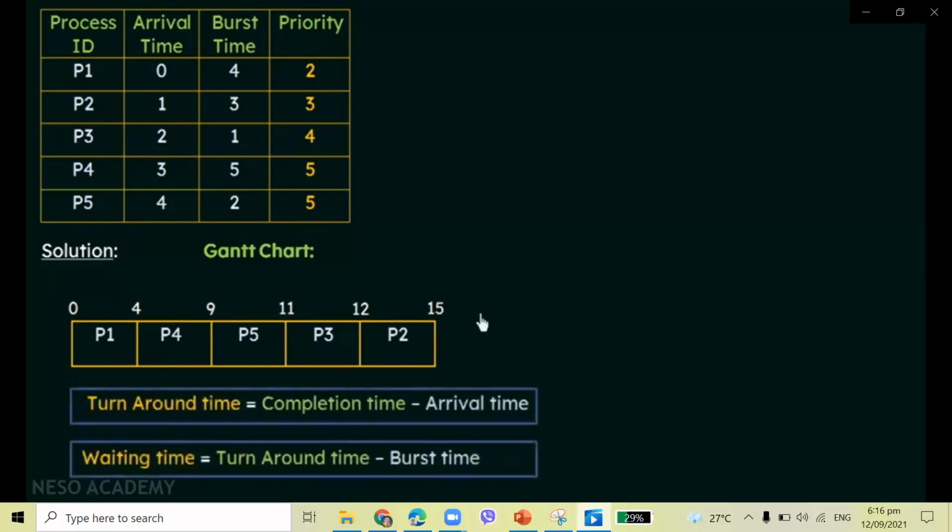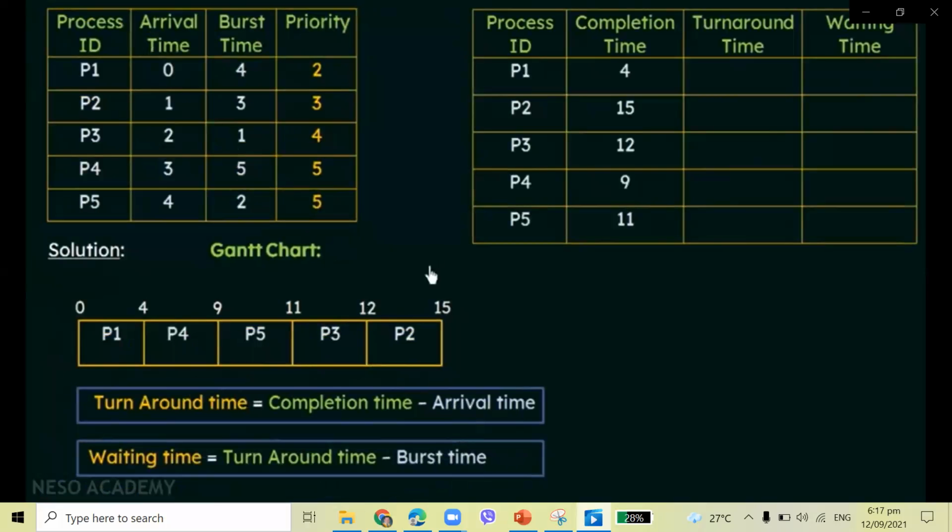These formulas are the same as the ones that we use for some of the other scheduling algorithms when they follow the non-preemptive form of scheduling. The turnaround time is the completion time minus the arrival time. So we need to see when a process completed its execution, and from that, if we subtract the arrival time, we get the turnaround time. And the waiting time is the turnaround time minus the burst time. That will give us the waiting time. So let us calculate the turnaround time and waiting time for all these processes one by one.